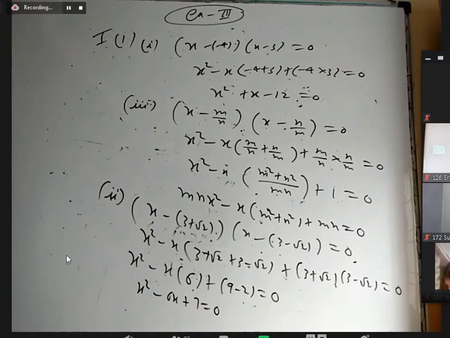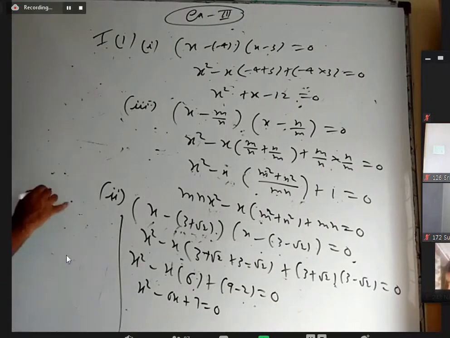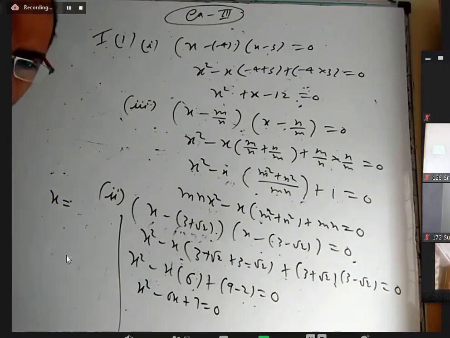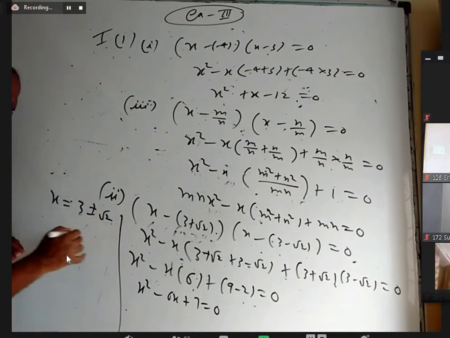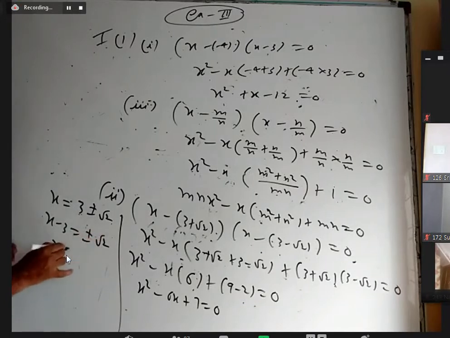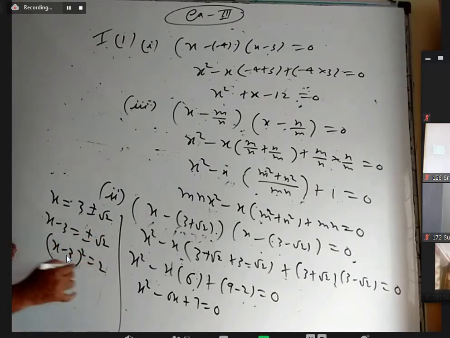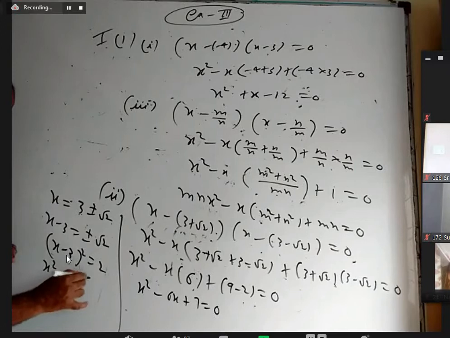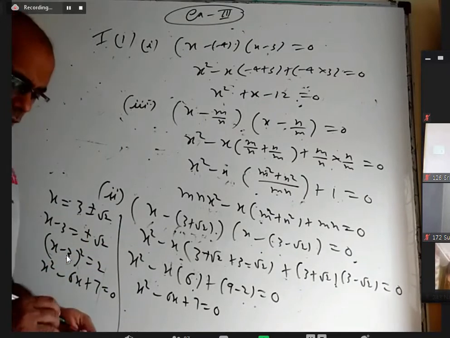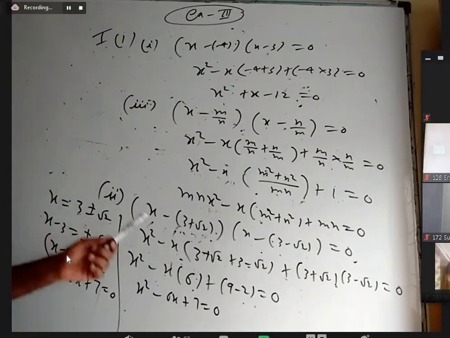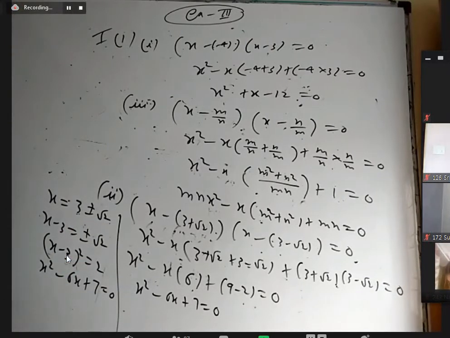Of course, another method is x is equal to 3 plus or minus root 2. You can bring 3 to this side, you get x minus 3 equals plus or minus root 2, and you can square it. (x - 3) whole square is 2. You get x square minus 6x plus 7 equal to 0. Similarly you can try the fourth one later on. I just did the second one because sides are involved.